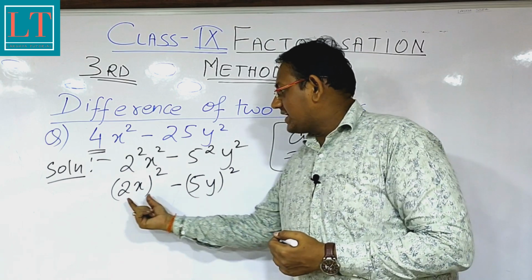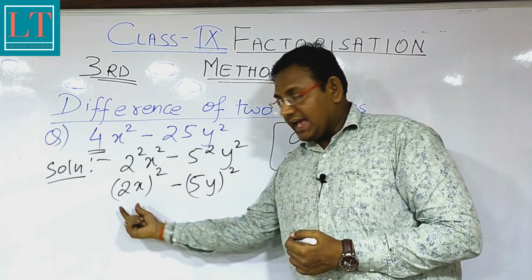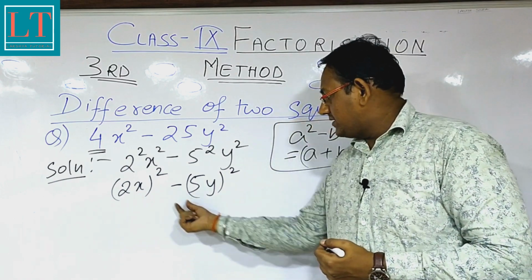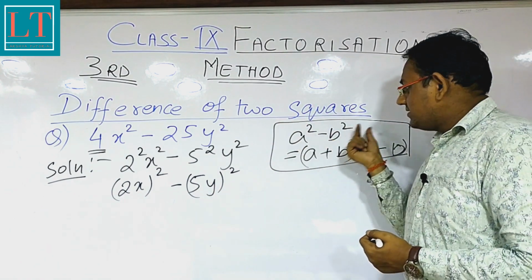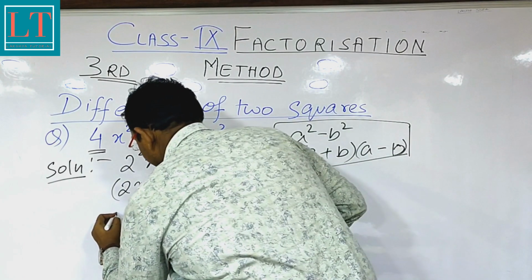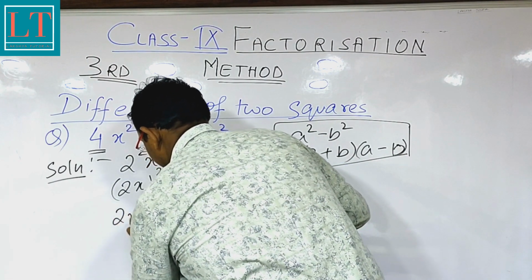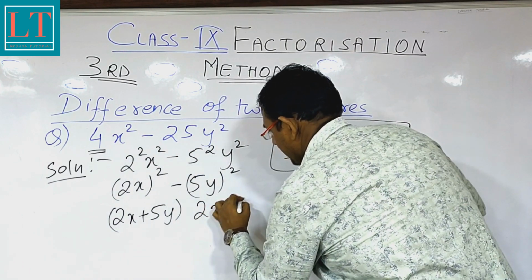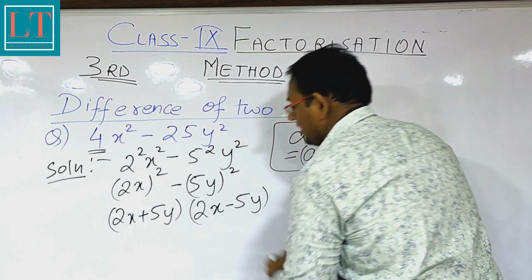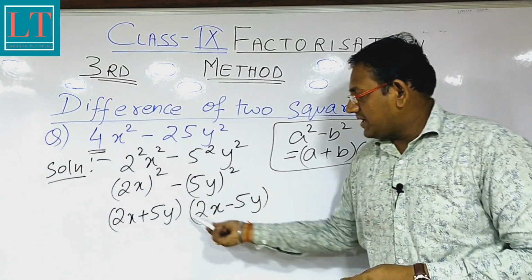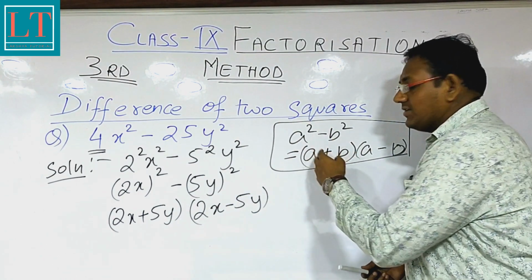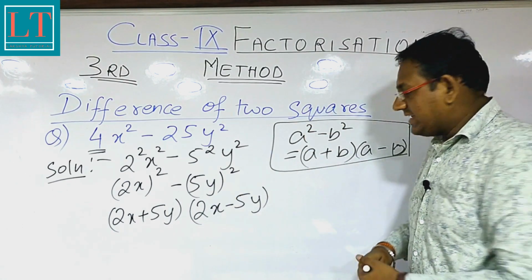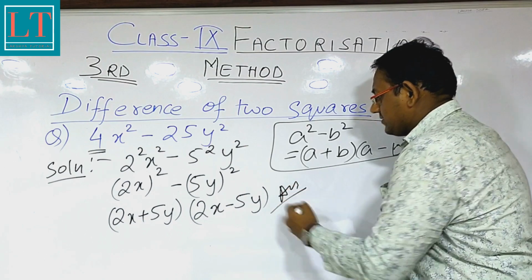So we are considering this one to be a and this one to be b. So this is a square minus b square. Now this can be written as a plus b, a minus b. So we are writing this as a plus b, a minus b, by applying the formula that we just understood before. So we got the answer. This is basically your answer over here.